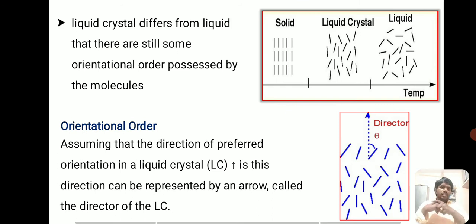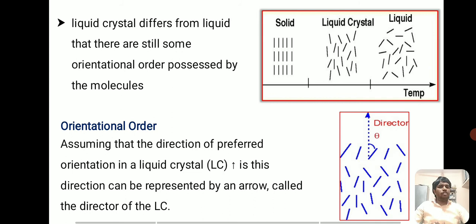Here let us see the orientational order. Before that, liquid crystals differ from liquids in that there is still some orientational order possessed by the molecules. You can observe in the picture how they are arranged: solids, liquids, and the orientation of liquid crystals. As the temperature increases, see how the molecules are arranged in liquid crystals as well as liquids. What is orientational order? Let us see the picture here.